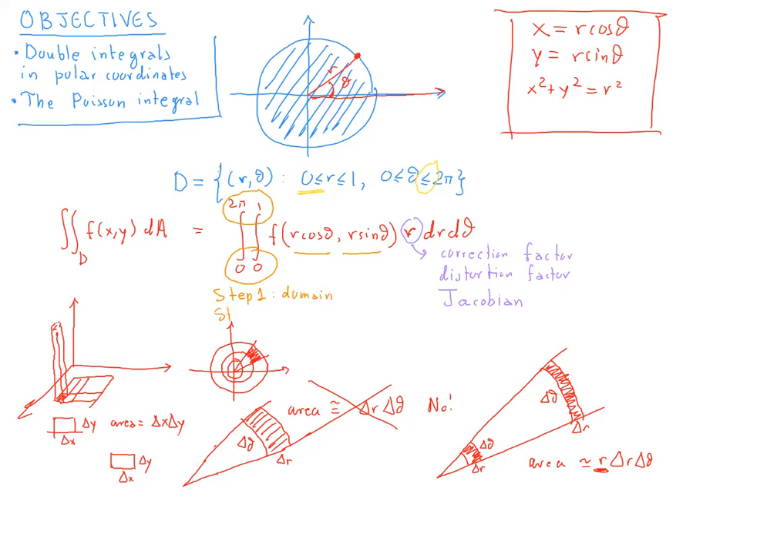Step two is to express the integrand, the function to be integrated, in terms of polar coordinates. This is done by just replacing x by r cosine theta, y by r sine theta, and possibly use the fact that x squared plus y squared is equal to r squared. And step three is to insert the Jacobian as an extra factor in our integrand, the function to be integrated. So these are the three steps, and it might be a good idea to actually proceed with an example in order to see how this works.